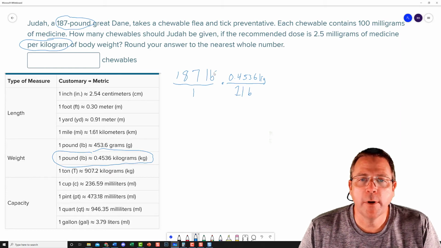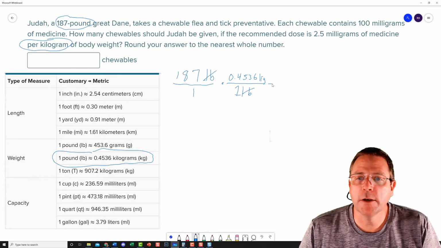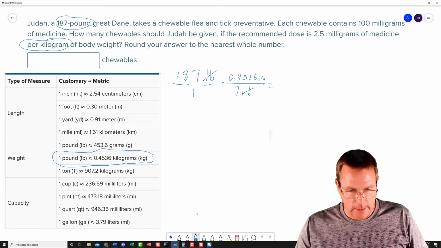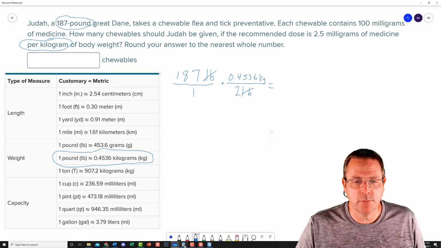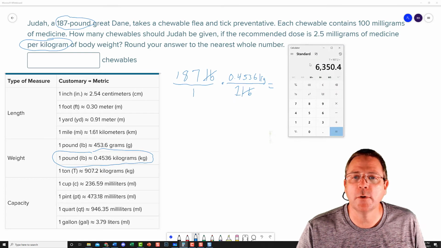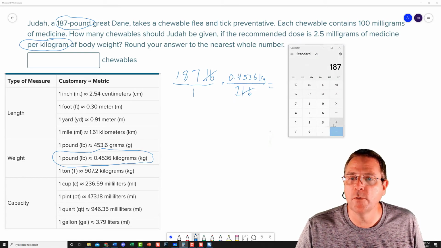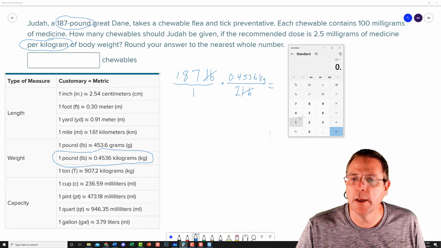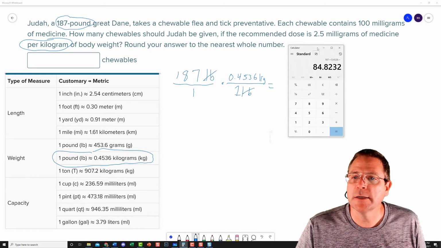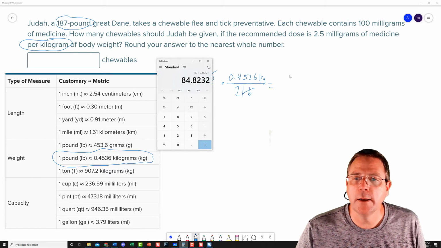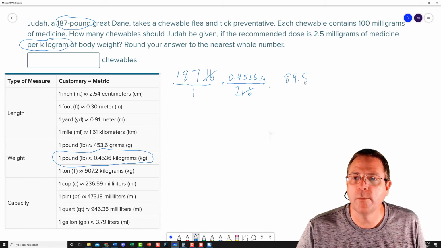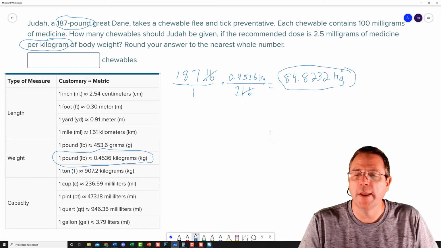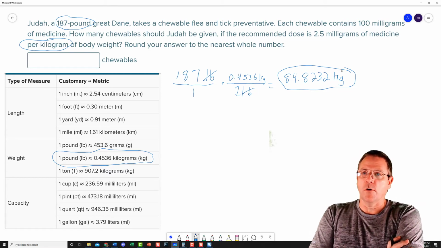Of course, when you multiply that out, the pounds are going to divide each other out. For time's sake, we're just going to grab a calculator on this one because this has been a lot longer lesson than it's supposed to be. 187 times 0.4536, and that's going to give us 84.8232. And what unit is left? Kilograms. So now I know that we have that many kilograms worth of dog.